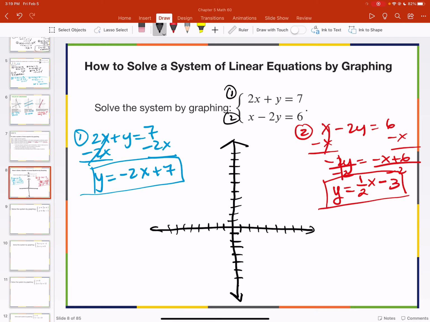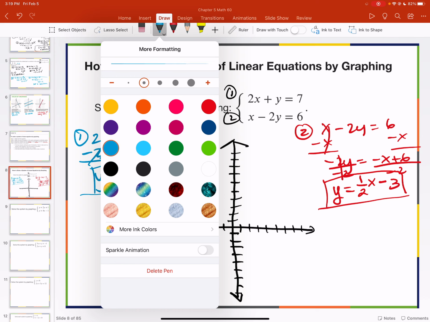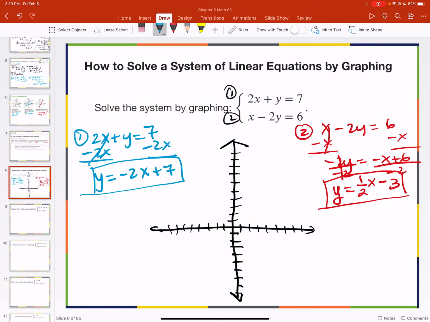Let's graph the first one. Remember y equals mx plus b form. That means that the slope is -2/1 and the y-intercept is +7. So here at 1, 2, 3, 4, 5, 6, 7, that's my starting point. What does the slope tell me? -2/1 means to go down 2 and to the right 1. So I'm going to go down 2, 1, 2, and then to the right 1.